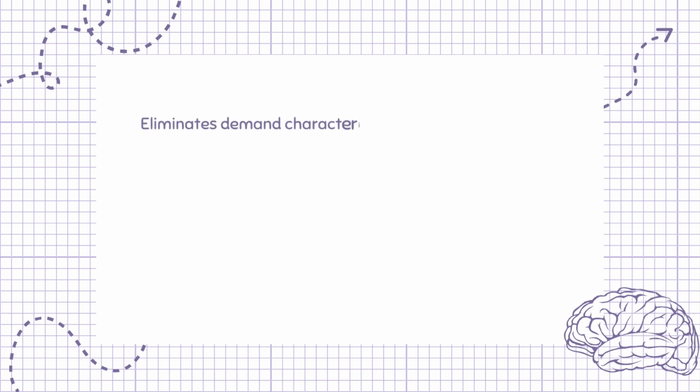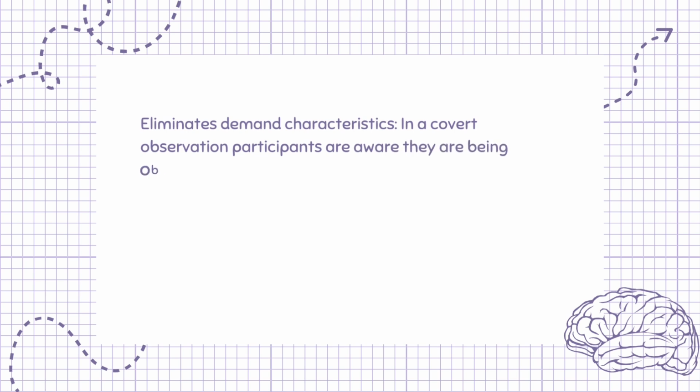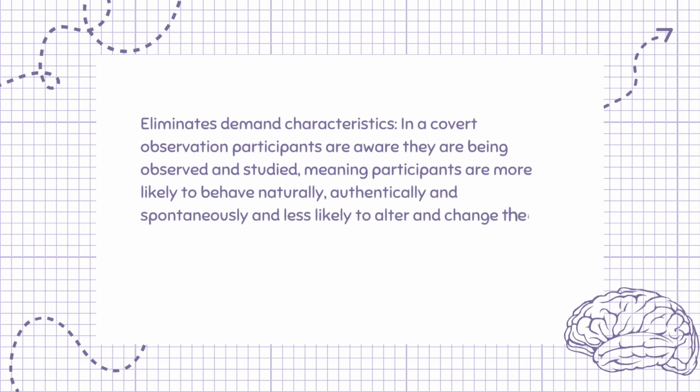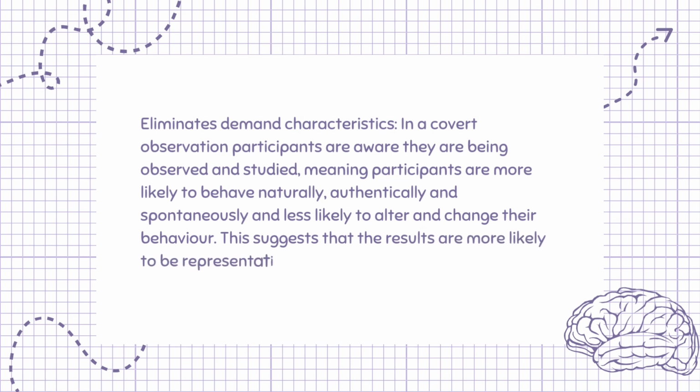Eliminates demand characteristics. In a covert observation, participants are unaware they are being observed and studied, meaning participants are more likely to behave naturally, authentically, and spontaneously, and less likely to alter and change their behavior. This suggests that the results are more likely to be representative of participants' true actions and behaviors.